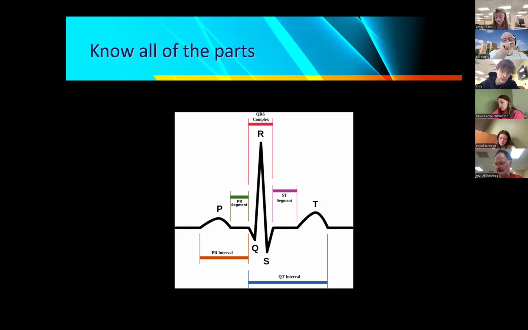Now, Paisley, when it leaves the SA node, where does it go? How does it travel over to the left atria? How does it get there? Is it like the bronchial? I don't know. I think you were right. The bronchial? No, the bronchioles are in the lungs, but it is a B. Bachman's bundle. Yes. Bachman's bundle.